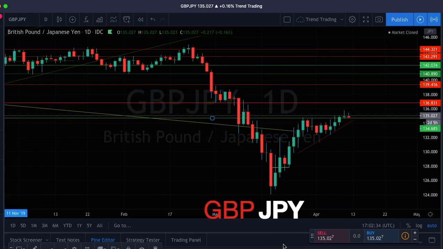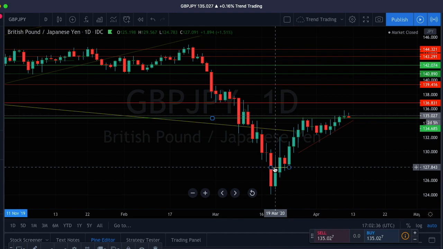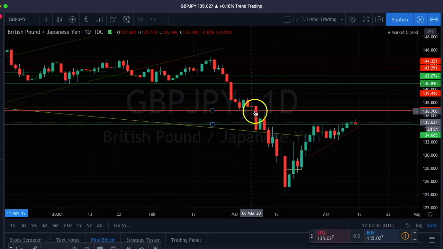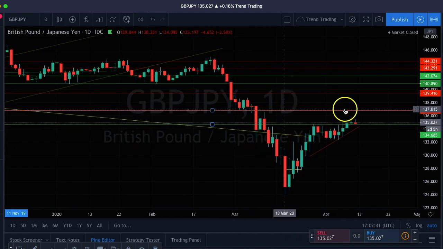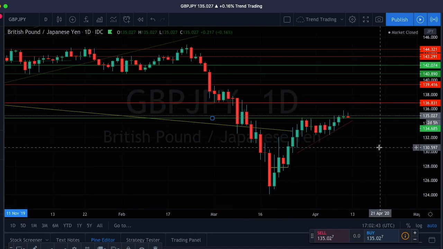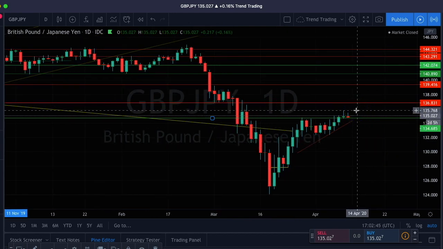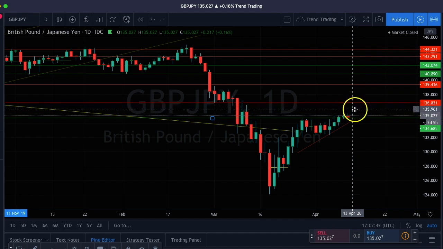All right, pound, Japanese yen. This is something for us to keep an eye on as well. A couple of things going on over here. First of all, where I want to bring your attention to is this area over here, this resistance all the way up at 136.83. Now, we only tested actually 250 pips below that.